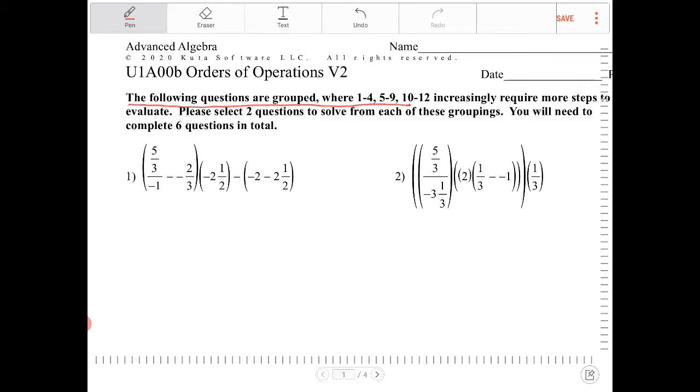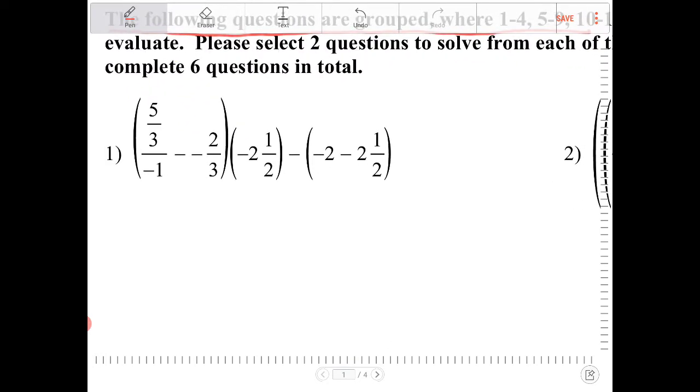I want to solve one problem from each of these groups. So let's take a look at question 1. We need to perform orders of operations, in other words, PEMDAS. I want to start with the innermost groupings. And like I've said in the previous video, whenever we have fractions, that's actually a way of grouping things all together. It's treated kind of like a set of parentheses.